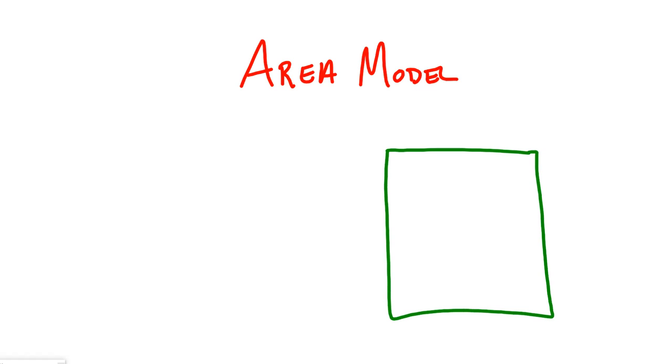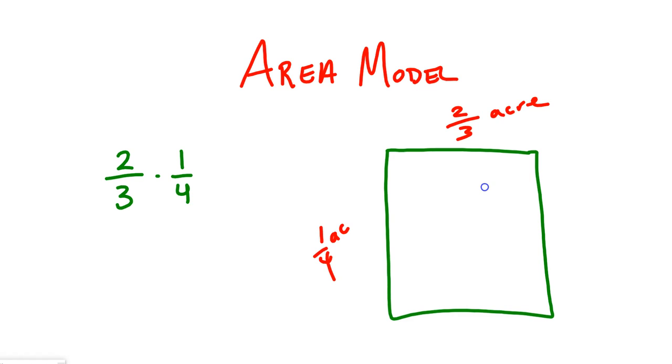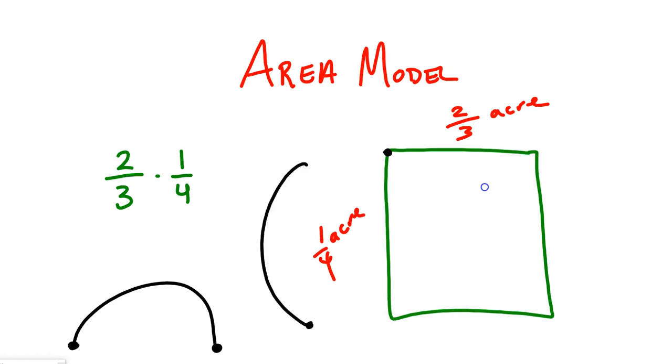So if I was going to do the area model for 2/3 times 1/4, I'm going to label my sides. This is 2/3, and we'll do 1/4. Make believe these are acres, and I'm a farmer, and I have a plot of land that's 2/3 of an acre by 1/4 of an acre. We have to realize that from here to here is 1 acre, okay? And then from here to here is also an acre. I know it's not a square, but make believe it is a square.